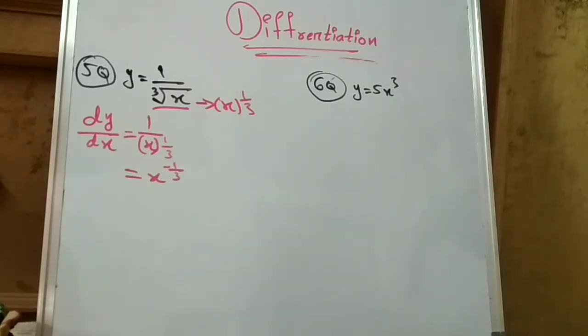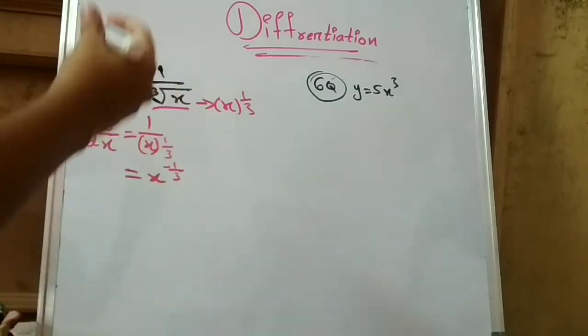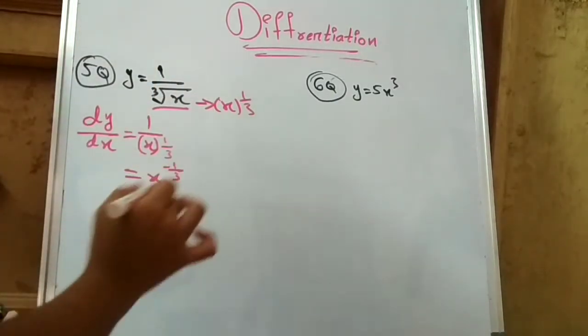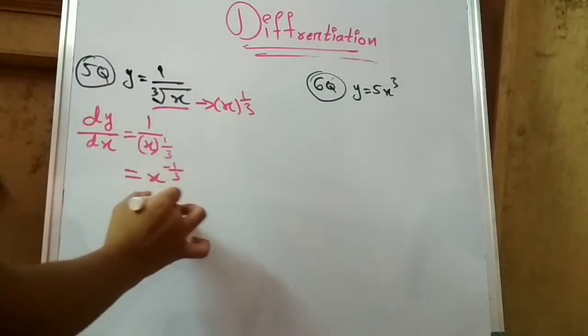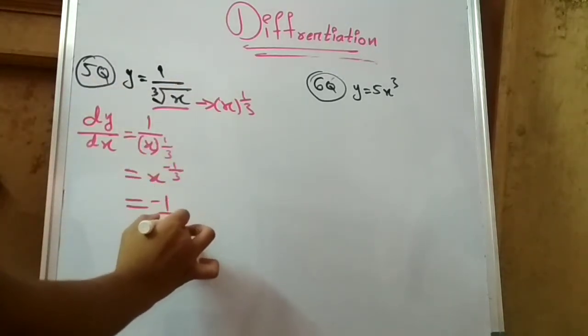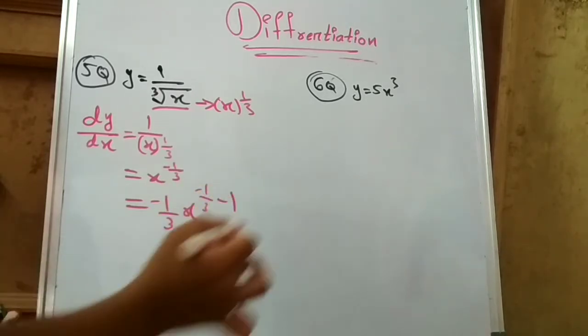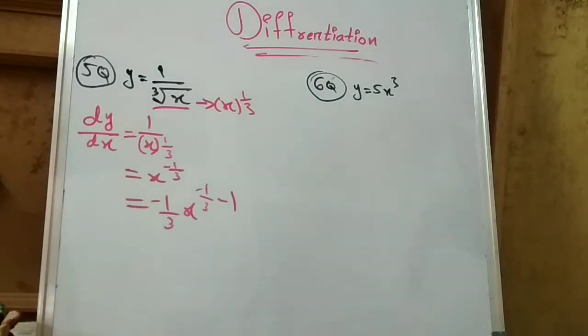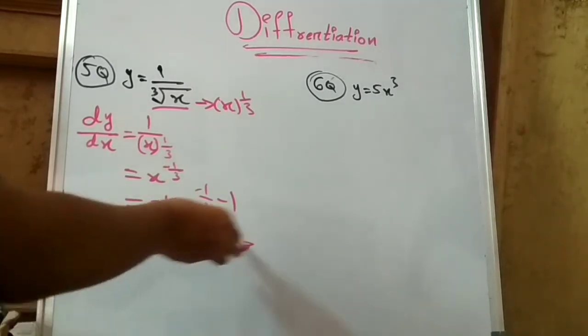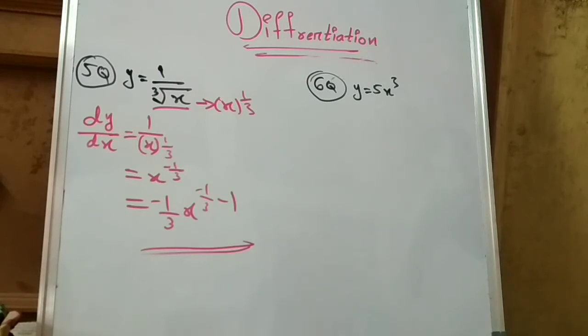So now dy by dx will be equal to minus 1 by 3. Bring it down, minus 1 by 3, x to the power of minus 1 by 3 minus 1. In integration you need to add 1. In differentiation you need to subtract 1. So this will be the answer: minus 1 by 3 x to the power of minus 1 by 3 minus 1. That's simple, I guess. Moving to the 6th question.